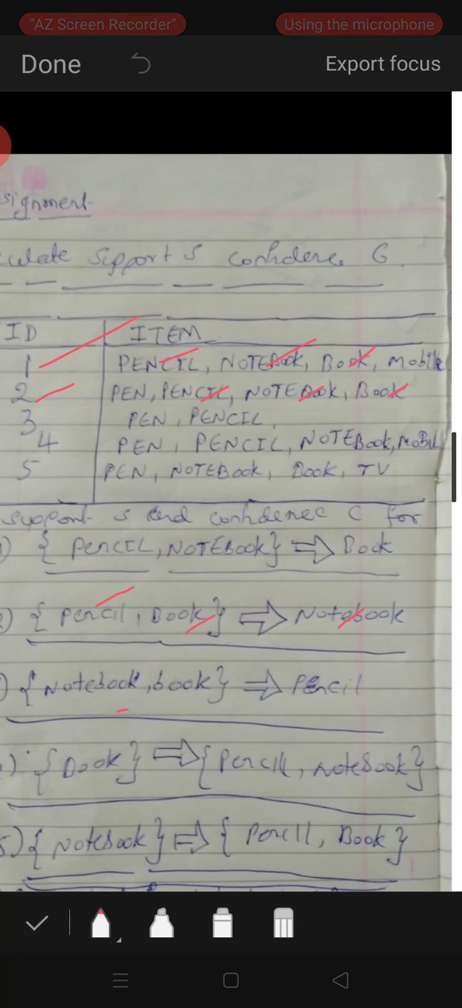So it is 2 by, okay, total transactions. How many transactions are available? 1, 2, 3, 4, 5 transactions. So 2 by 5, that is 0.4, is the support. Very easy.